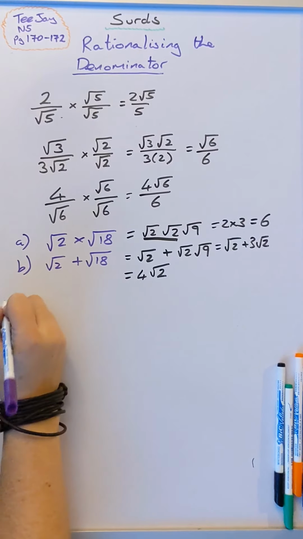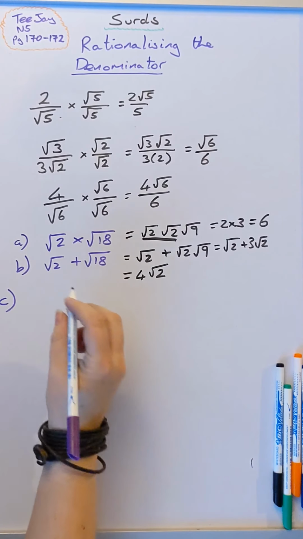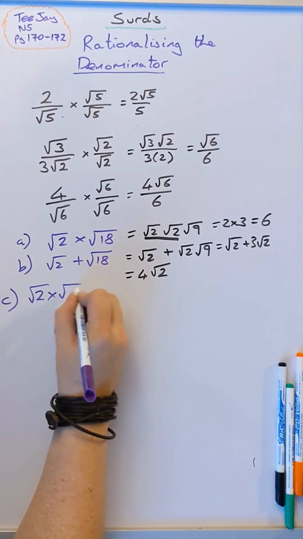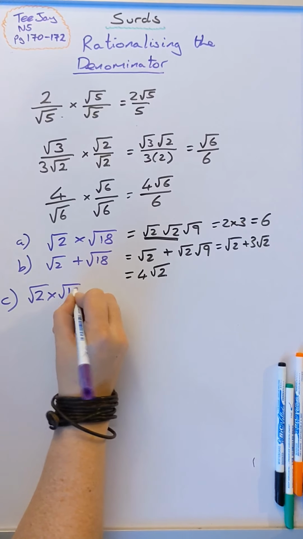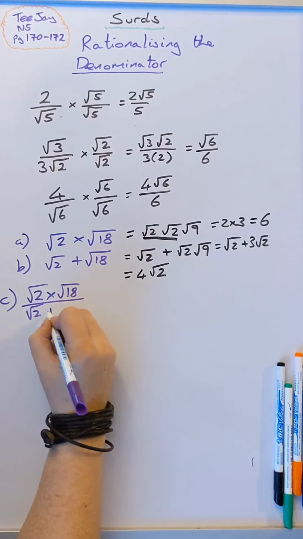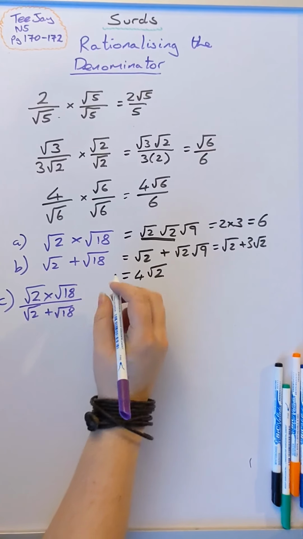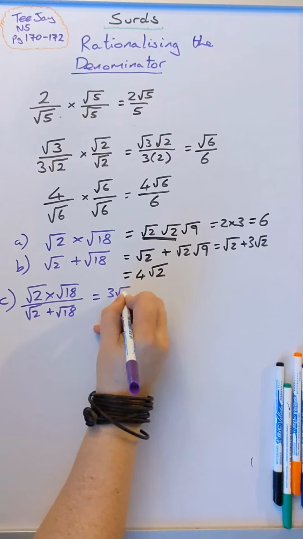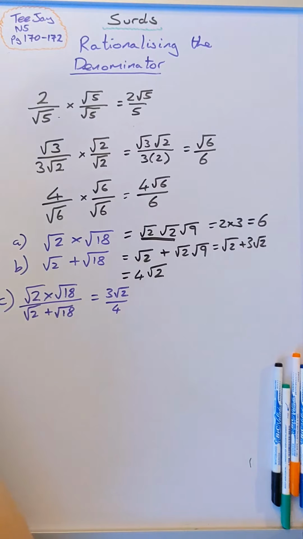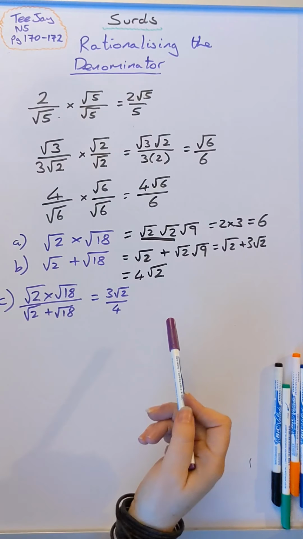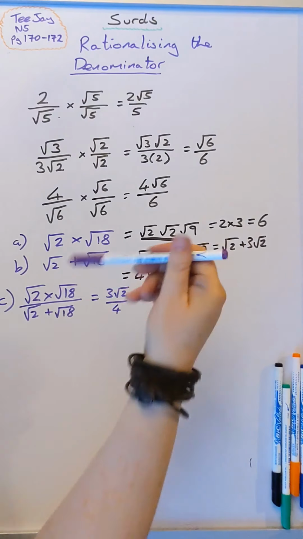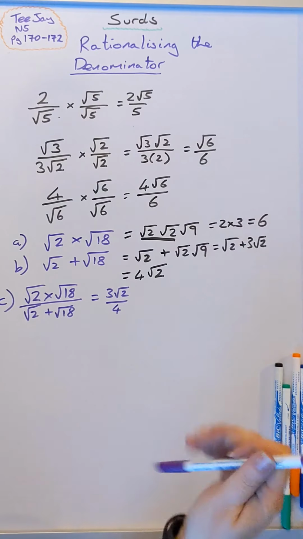We're then asked to show that 2 times root 2 times root 18 over root 2 plus root 18 equals 3 root 2 over 4. Now when they ask you to show that something equals something, start with one side and see where it leads you to. And by showing each step, you're proving their answer.